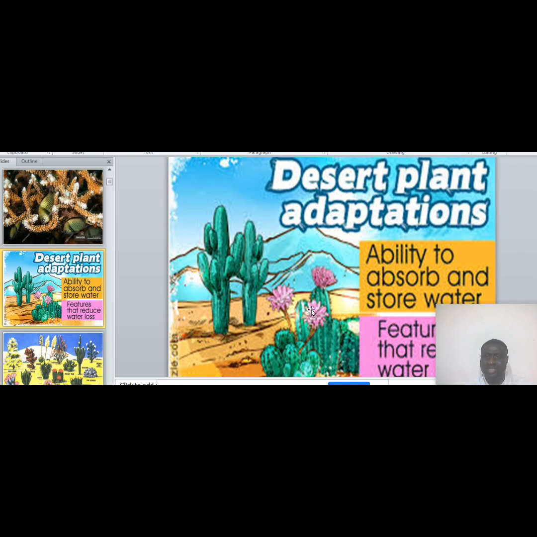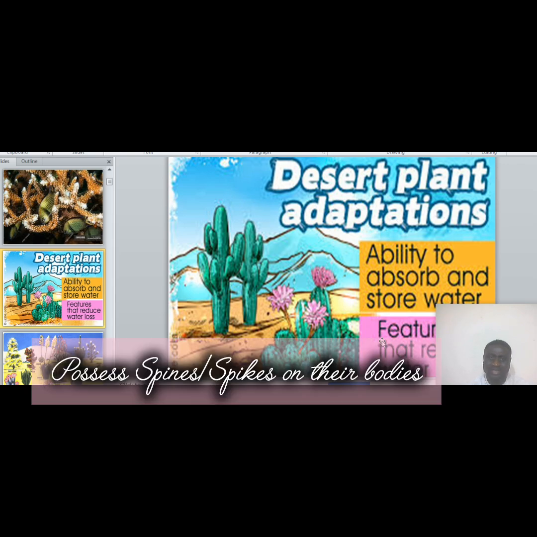Now, one of their major adaptations is the ability to absorb and store water in their stem. They have what we call succulent stems that save nutrients and water for quite a long time, and this helps them to stay for quite a long time in the habitat. Then most of them are able to store water by not losing it through transpiration. Now they possess spines on their body as against broad leaves.